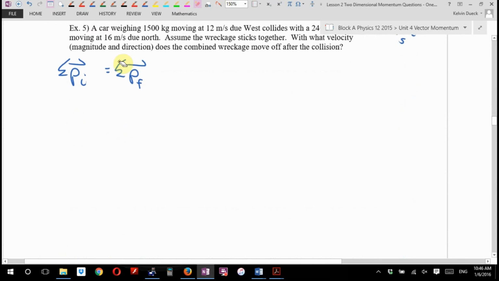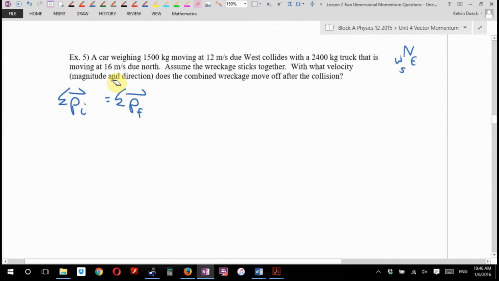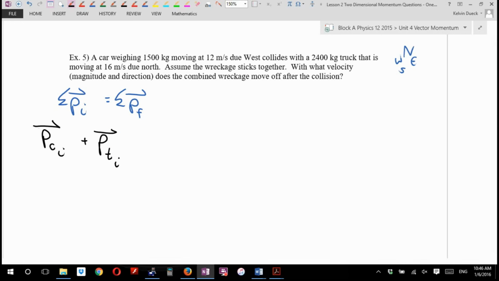Before the collision, what's moving? I have a car and a truck. How about C and T? That works. I won't bother labeling them. So before the collision, what's moving? The car, the truck, both, or neither? Both. So I'm going to have momentum car initial plus momentum truck initial. I could have done it mid-yawn again. Would have been great. Wham! They collide.